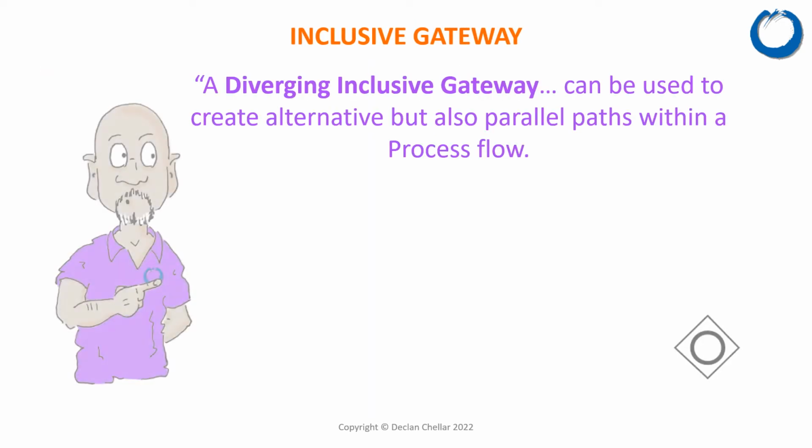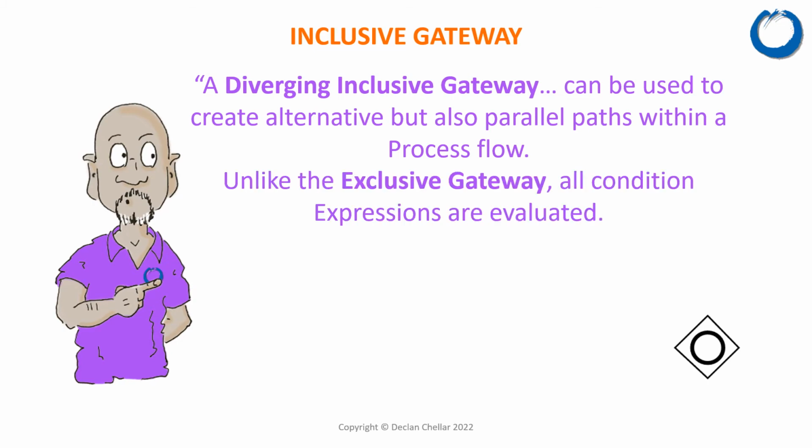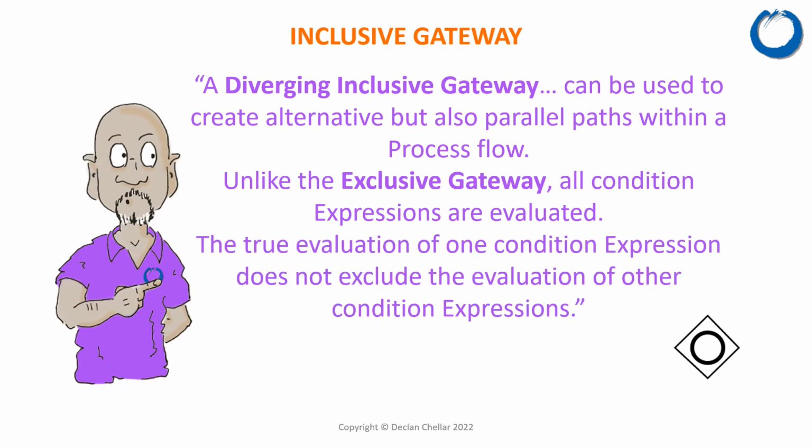Inclusive gateway. A diverging inclusive gateway can be used to create alternative but also parallel paths within a process flow. Unlike the exclusive gateway, all condition expressions are evaluated. The true evaluation of one condition expression does not exclude the evaluation of other condition expressions.